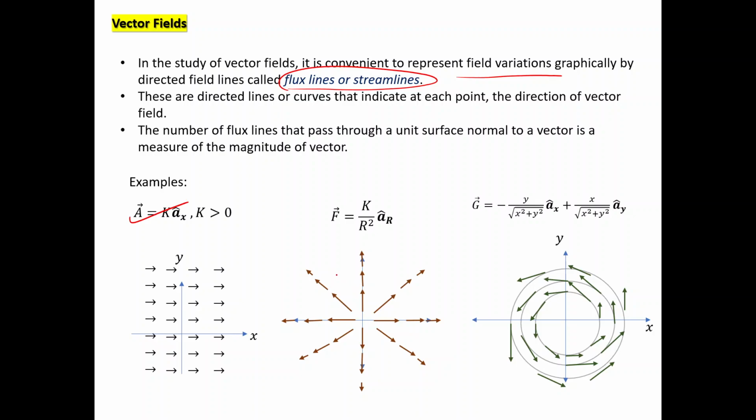At each point in space, a vector is assigned. For example, in the first example, a vector field is given by a constant vector, a vector having constant magnitude in the x direction. So at each point, you take any point, then the magnitude is k and the direction is x.